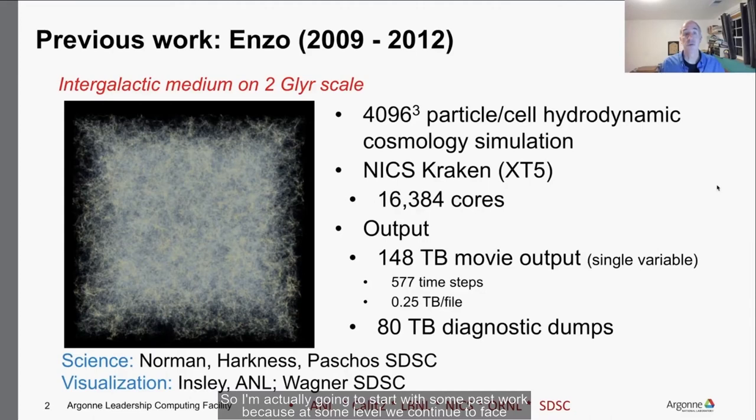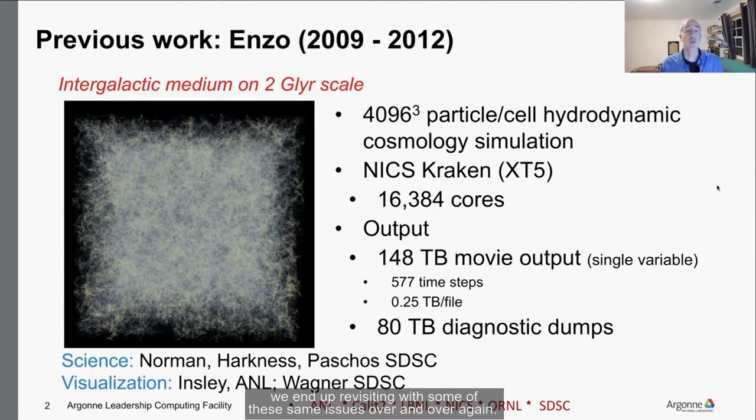So I'm actually going to start with some past work, because at some level, we continue to face many of the same challenges. As our resources scale, our problem sizes scale, we end up revisiting some of these same issues over and over again. Some years back, I worked closely with the Enzo team, which uses a particle and cell grid-based code. It's a regular grid, and we were looking at a single variable, in this case density, on the order of 0.25 terabytes of data per time step.